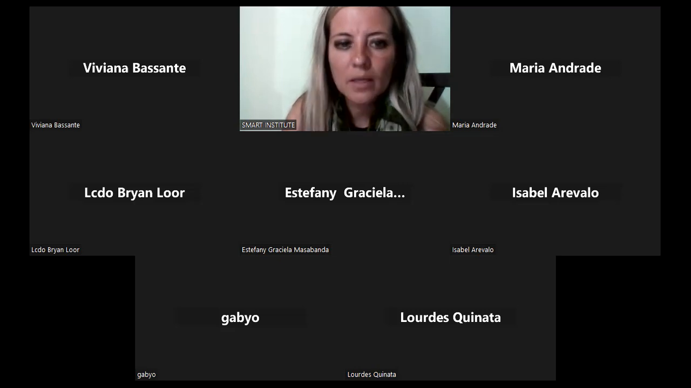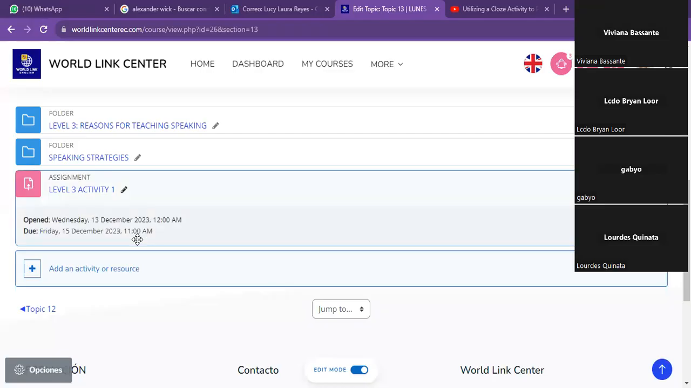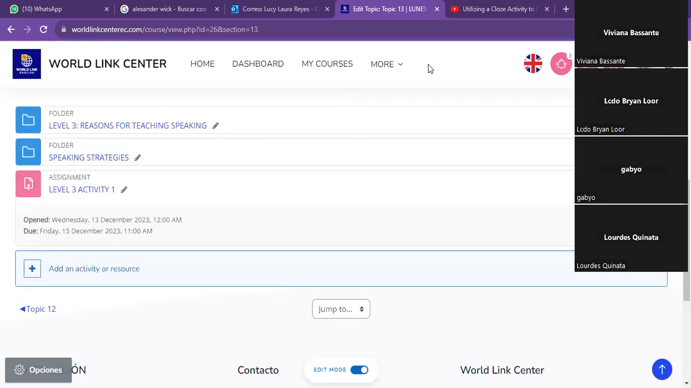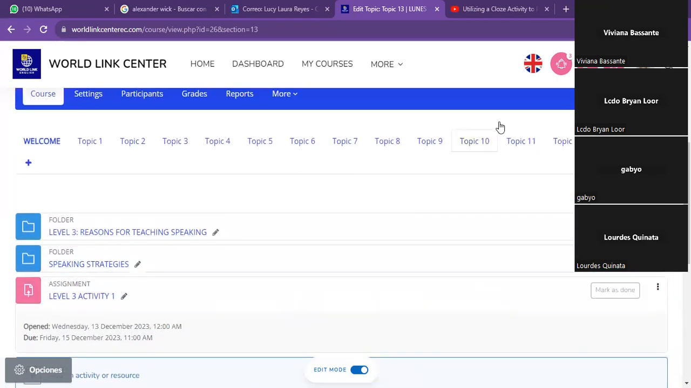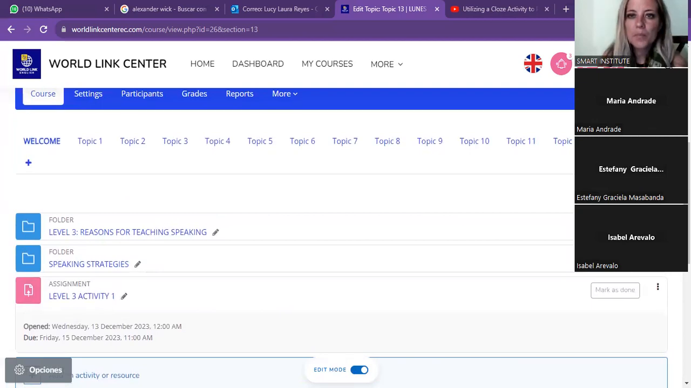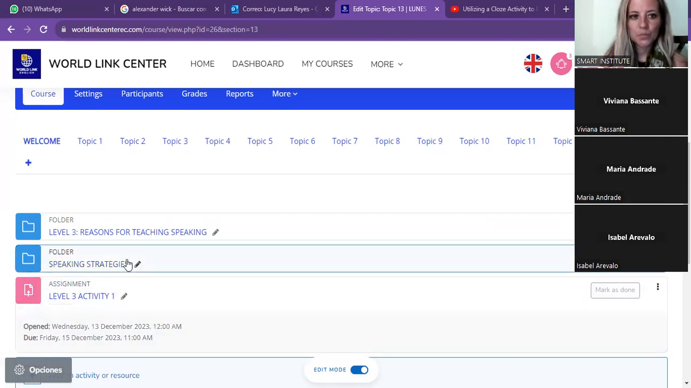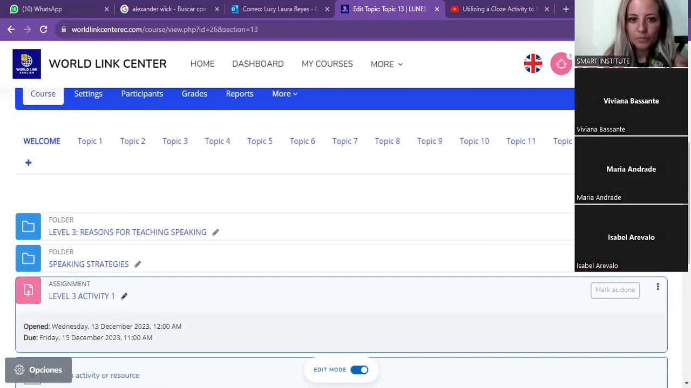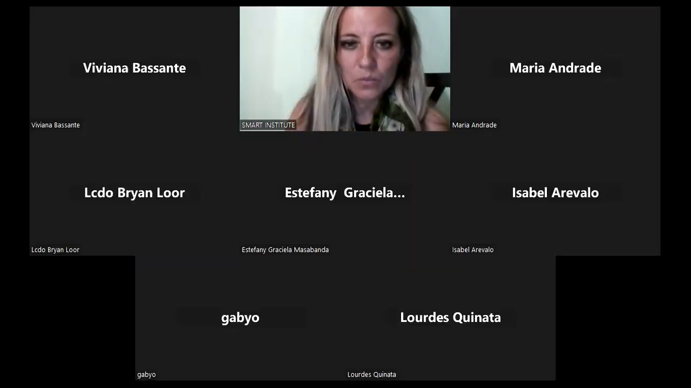Okay, now you can check again the platform. Level 3 activity 1. Please let me know if you can see the activity. Thank you. Gabby, can you see the worksheet? Lourdes, can you see the worksheet? Topic 13, go to topic 13, Viviana, Stephanie. Not the worksheet, it's an activity. Okay, I'm going to show you the activity that we're going to do.